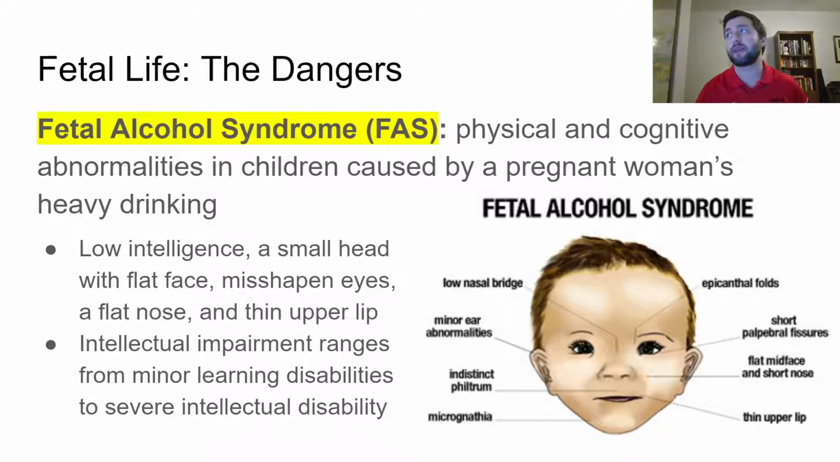One example we'll look at, because it tends to be the one they bring up on the AP Psych test, is fetal alcohol syndrome, or FAS. Fetal alcohol syndrome is physical and cognitive abnormalities in children caused by a pregnant woman's heavy drinking. Obviously you shouldn't be drinking at all if you're pregnant, but if you just became pregnant, it's been a week, you don't know you're pregnant yet, and you had a glass of wine, that doesn't necessarily mean your kid's going to have fetal alcohol syndrome.